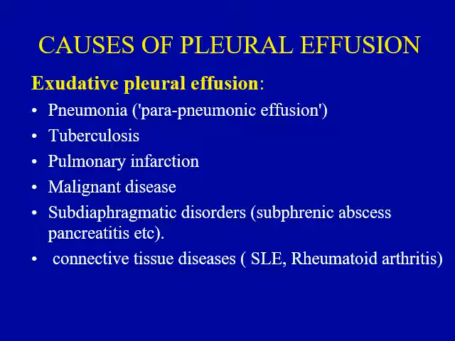The other is subdiaphragmatic disorders, and there are some disorders below the diaphragm, like subphrenic abscess, liver abscess, and pancreatitis. All these can cause reactionary pleural effusion. And the other is inflammatory conditions, connective tissue disease, as I mentioned, like SLE, rheumatoid arthritis, and others, which can also cause exudative pleural effusion. These are the common causes of the exudative pleural effusion. There are other rare causes, which I don't mention.